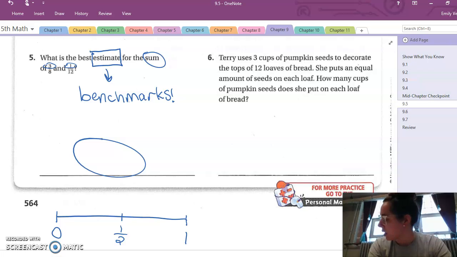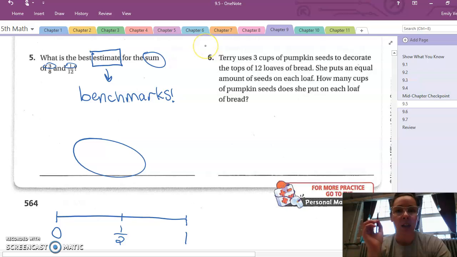And then let's see here. This one, number 6, goes back to something that we talked about in chapter 8, where they give you a word problem and they want you to write a fraction. So the answer for this one is just a fraction. Make sure you check for simplest form.